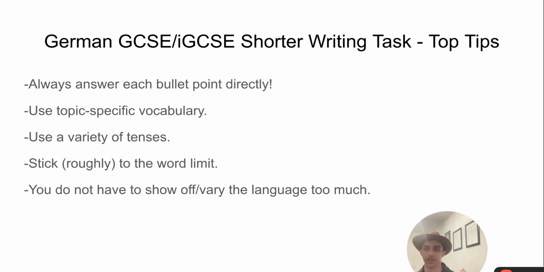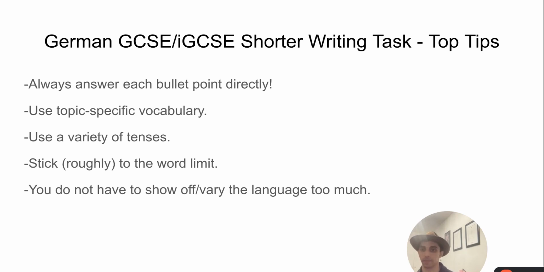So pay attention to the wording of the precise bullet points, even when you're revising and practicing, and do avoid just sticking to, say, the present tense. You must use some variety of tenses if you want to get towards those top grades at all, even in the shorter writing task, even though you do not have to hugely vary your language here for the shorter writing task.